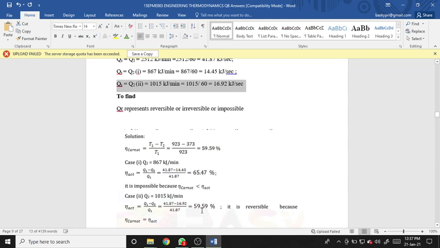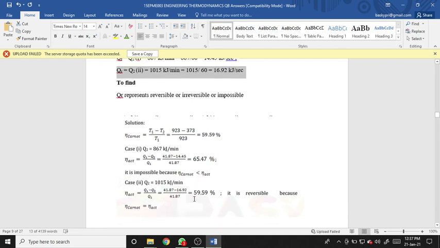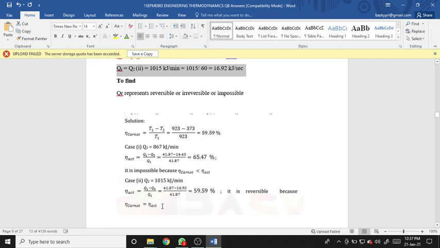If you substitute, we get the value of 59.59%. Now I am going to compare the actual efficiency value with the Carnot efficiency value. In this case both values are exactly equal, so we can call this a reversible process.